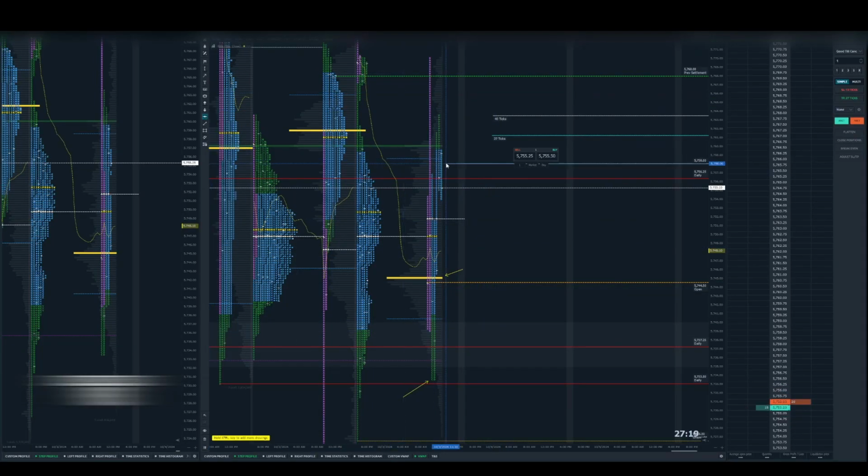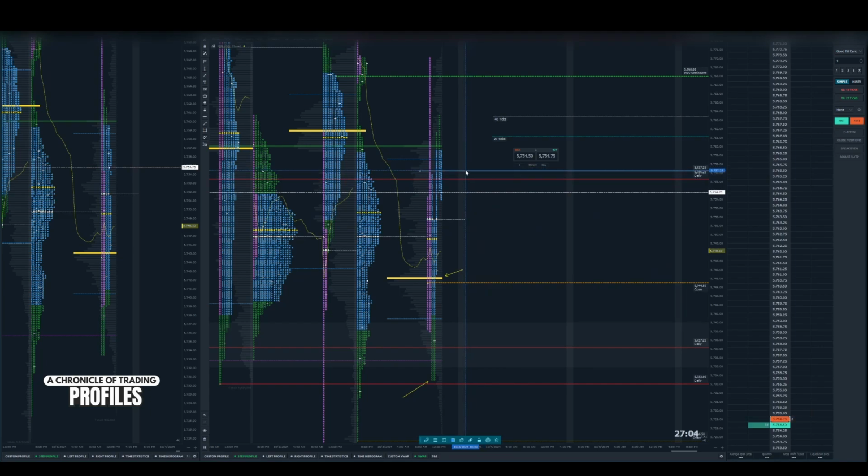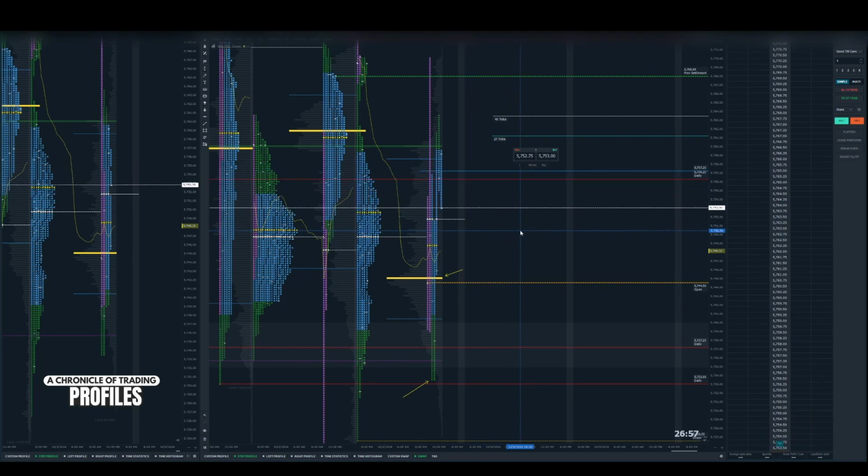Took this trade in the G period. You can see I'm marking that area. That's the value area high, and then I slid it down. That's about the area that I'm looking at right there where I would want to get in the trade.